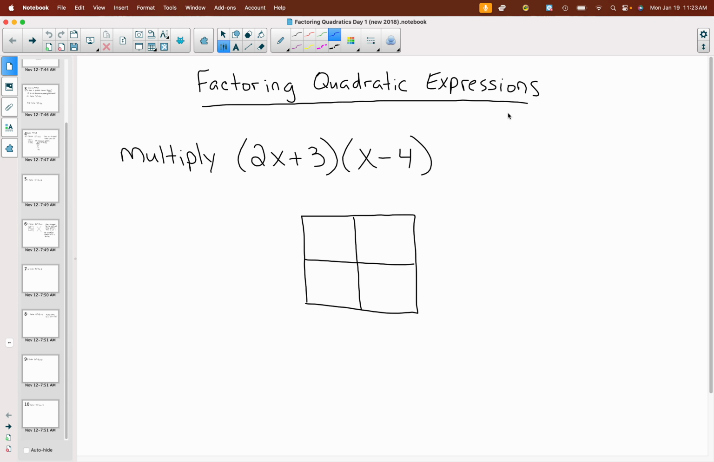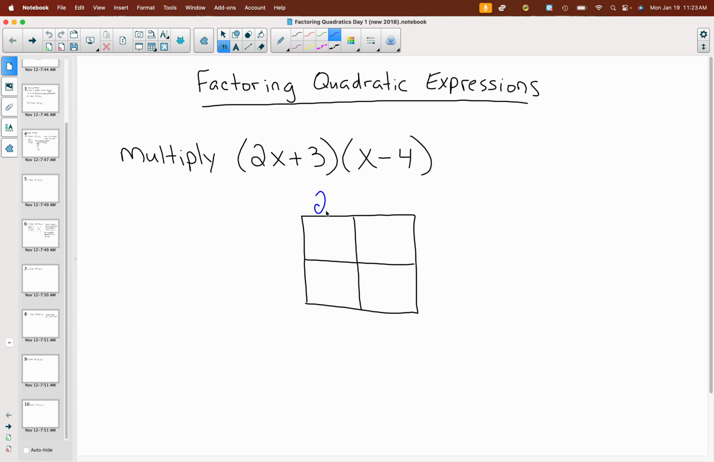Today I want to talk about factoring quadratic expressions. We have talked about multiplying binomials. By the way, this is called a binomial because it has two terms. Terms are separated by plus and minus signs. So 2x is a term, 3 is a term. That makes this a binomial. So here we're multiplying binomials.